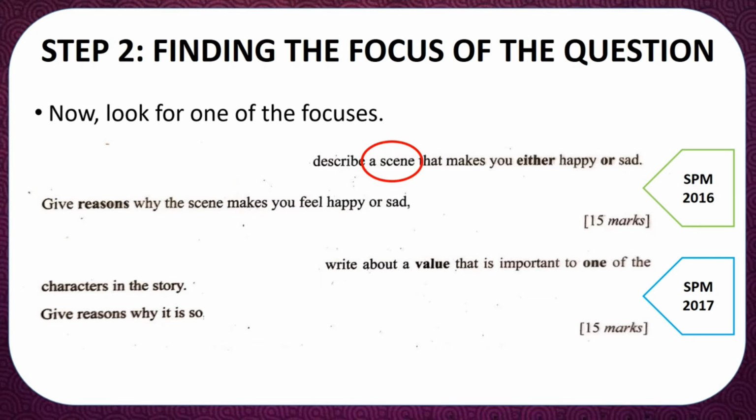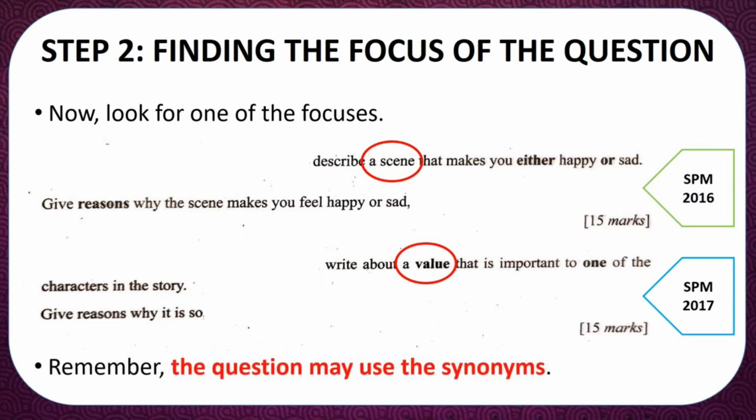So let's look at SPM 2017. Write about a value. A value. See, it's even bolded there. So obviously that is the focus. However, this value is not moral values. Okay, because let's look at the sentence. Write about a value that is important to one of the characters. So value of a character, which means this value is characteristic. Okay, remember the questions may use the synonyms as I mentioned earlier.